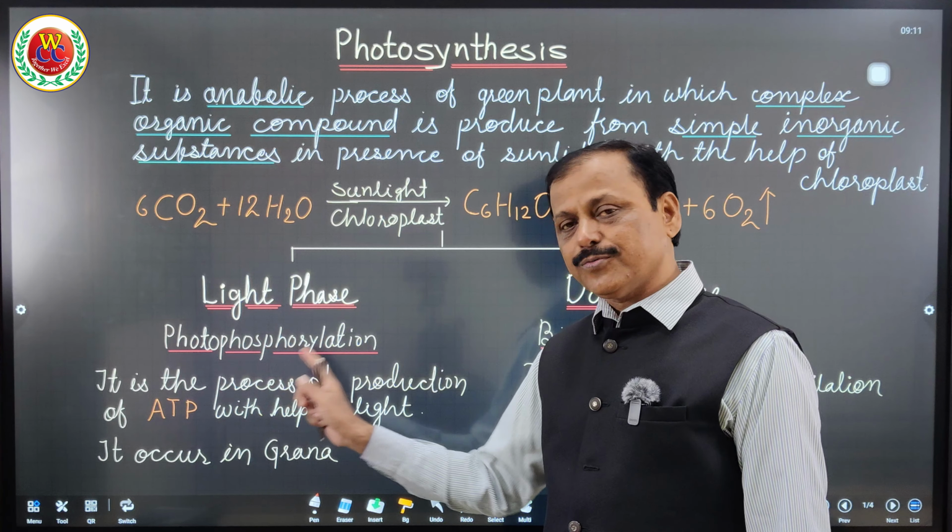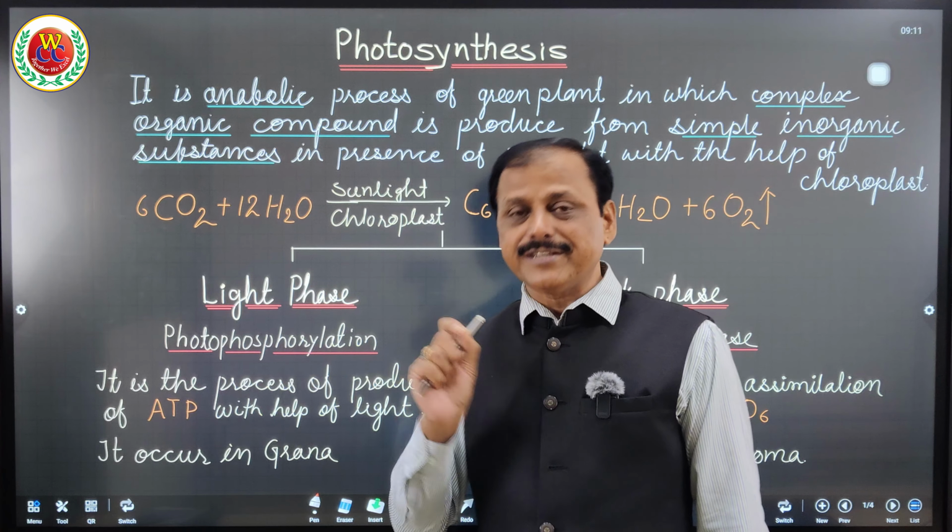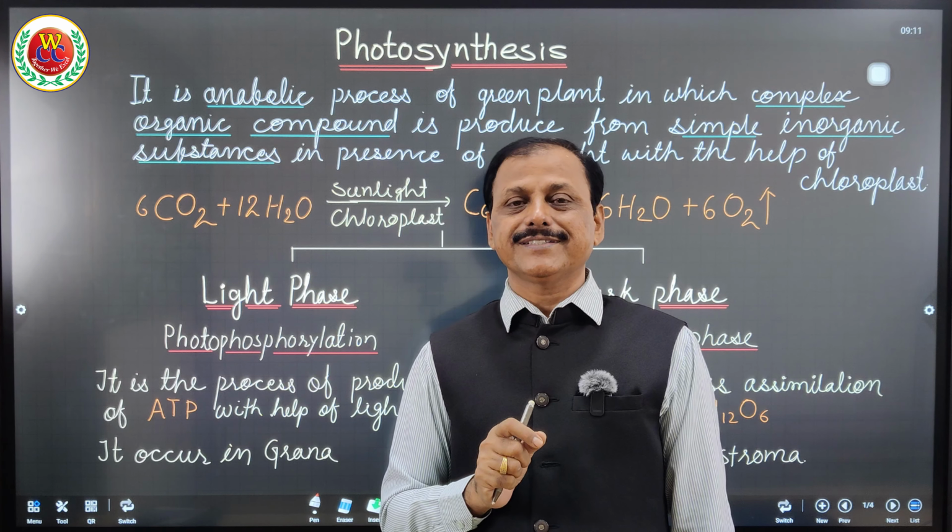Therefore, photophosphorylation occurs in the grana lumen, the lumen of the thylakoid.